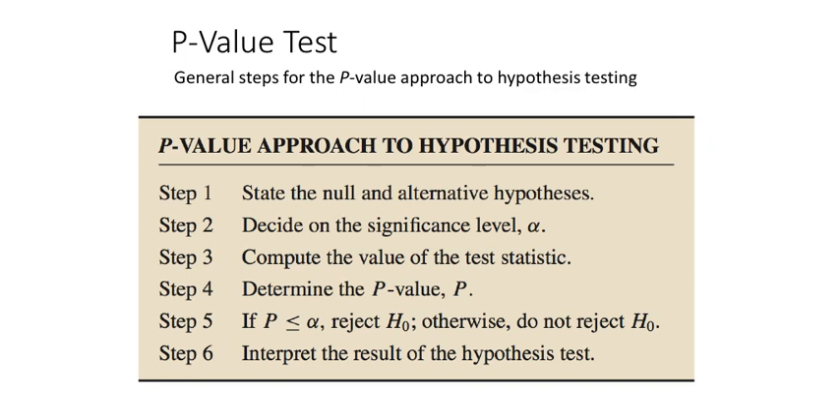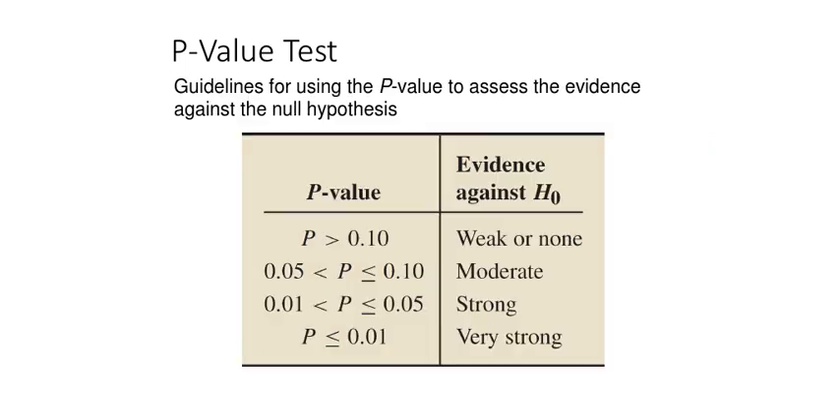So the p-value test, the way we're going to approach this, is that we're going to state a null and alternative hypothesis test. We're going to decide on a significance level alpha and compute the value of the test statistic from there. We're going to determine the p-value p, and then if p is less than or equal to alpha, we're going to reject that null hypothesis, H0. Otherwise, we do not have enough evidence to reject the null hypothesis, and we're going to interpret the result of that hypothesis test when we do it. So this is a 6-step process that we have to make sure that we're following very, very closely if we want to be able to do this.